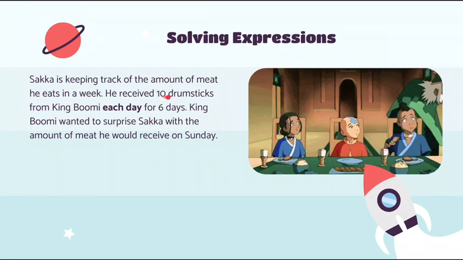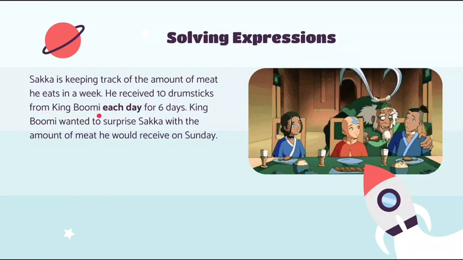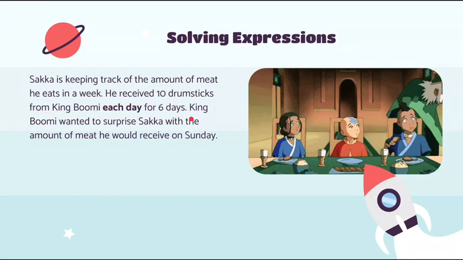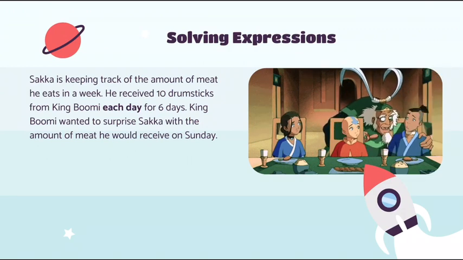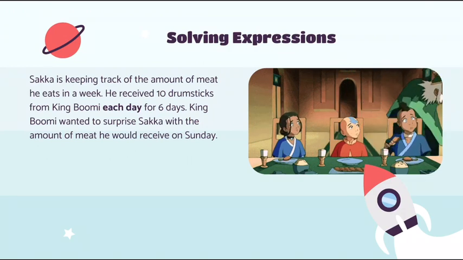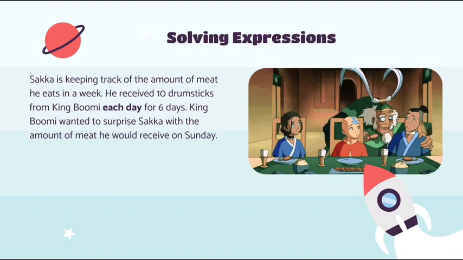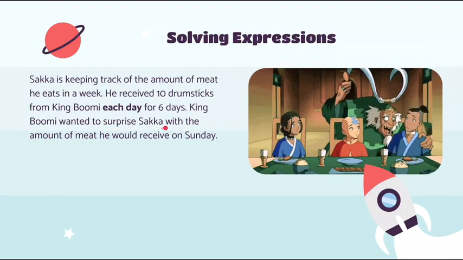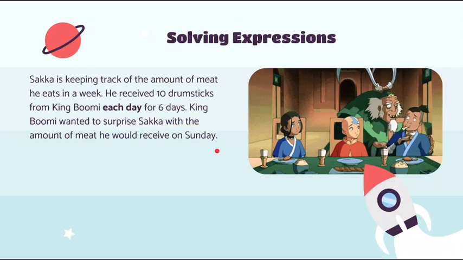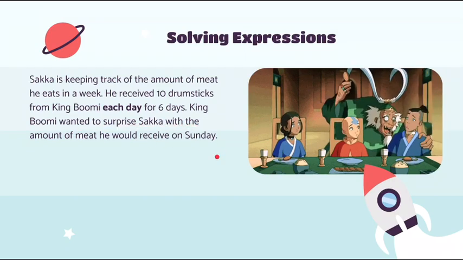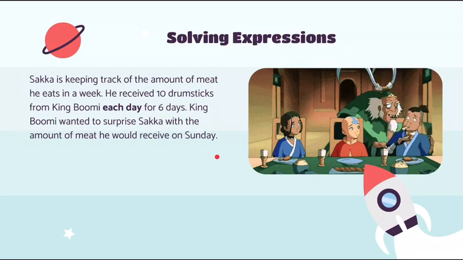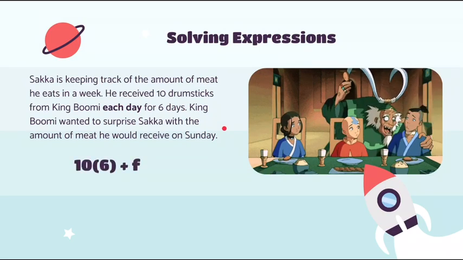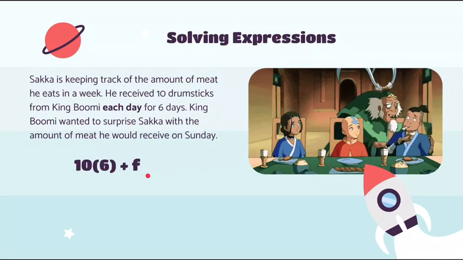Sokka received 10 drumsticks from King Bumi each day for 6 days. What does that tell you? That will result in 10 times 6, which will tell you how many drumsticks that Sokka got in 6 days. And King Bumi wanted to surprise Sokka with the amount of meat he would receive on Sunday, so that would leave us with a variable, resulting in the expression of 10 times 6 plus f.